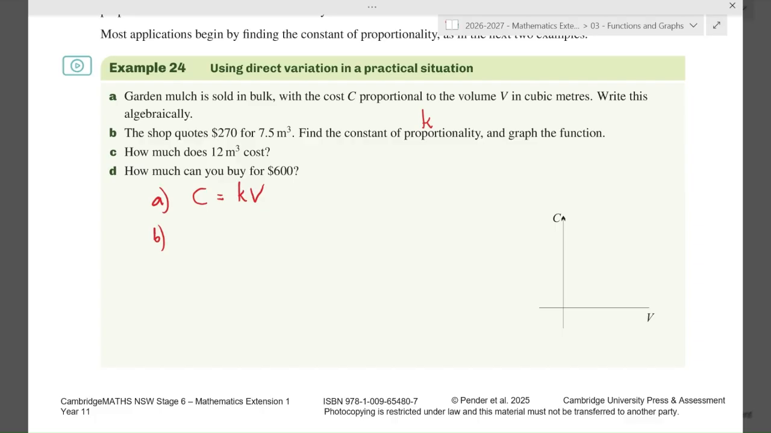Okay. You can see there in question B, the shop quotes $270 for 7.5 cubic meters. So all of a sudden, you're going to be able to sub them into your formula and find out what K equals. So when you're finding the constant of proportionality, you are solving for K. Everyone happy? All right. So our cost is 270 equals K times 7.5. How do I solve for K? Divide by 7.5.